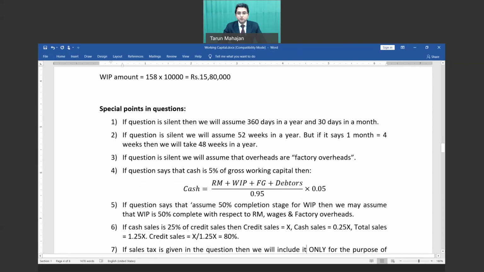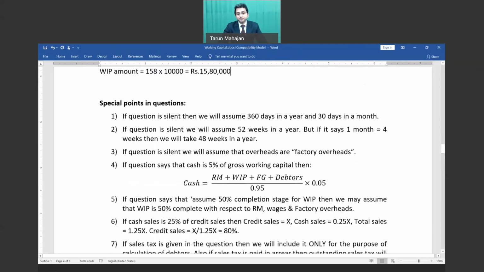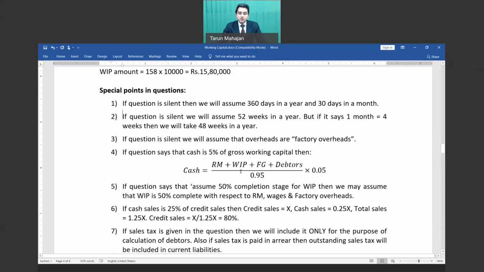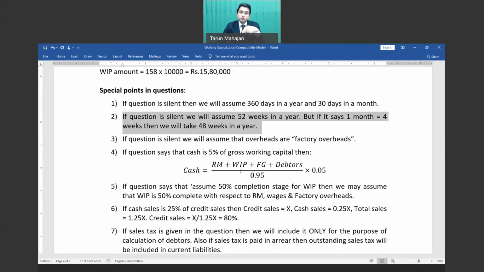Okay, now some special points which may be asked in a question. If a question is silent, then we will assume 360 days in a year and 30 days in a month. Yes, we already know that. If a question is silent, we assume 52 weeks in a year. But if the question specially mentions that 1 month is assumed to be equal to 4 weeks, it means the intention of the question maker is to assume 48 weeks in a year. So then divide by 48 rather than 52.